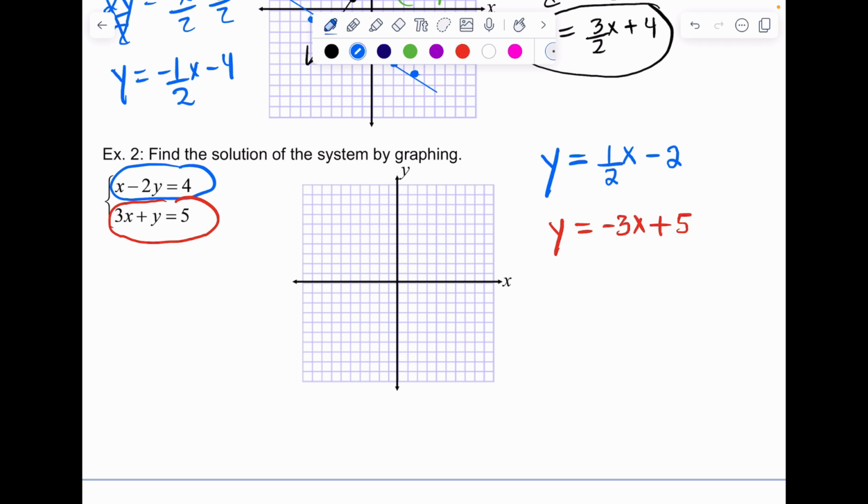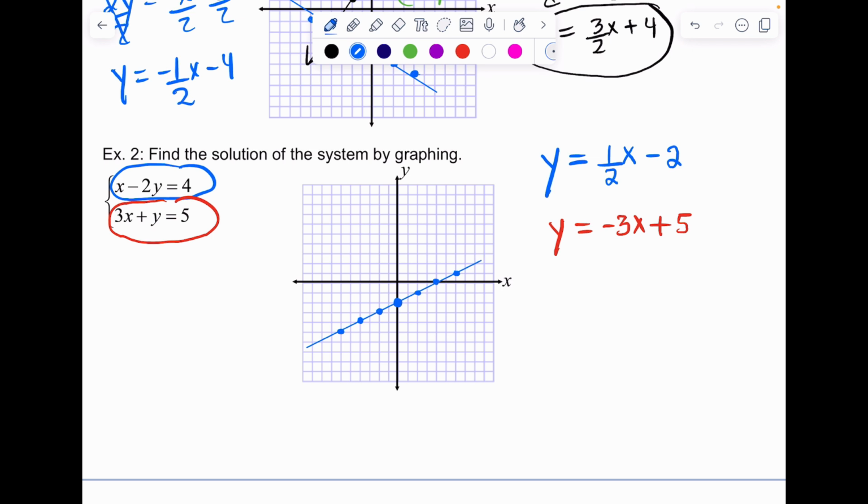Let's graph each. Blue first. The y-intercept is -2. The slope is 1/2, so I'm going to go up 1, 2 to the right, up 1, 2 to the right, up 1, 2 to the right, backwards, down 1, 2 to the left, down 1, 2 to the left, down 1, 2 to the left.